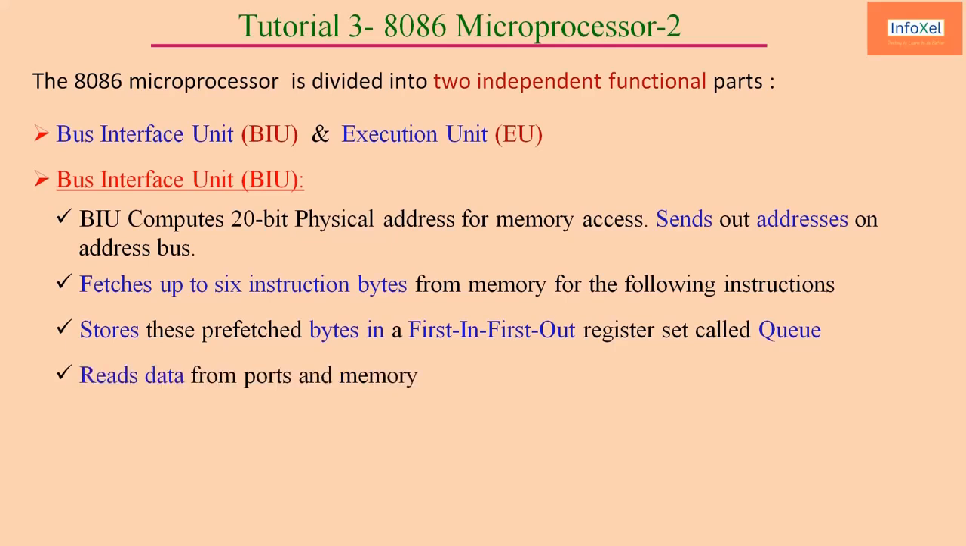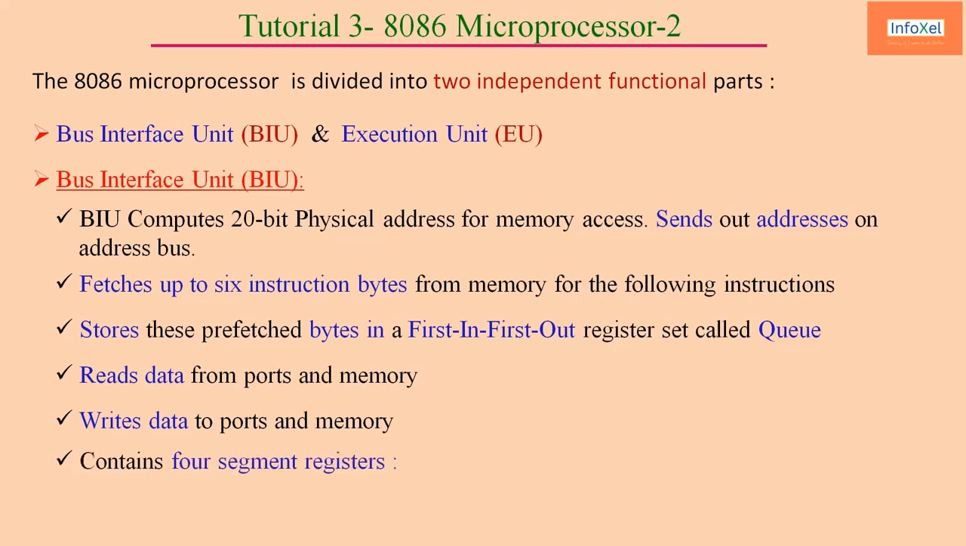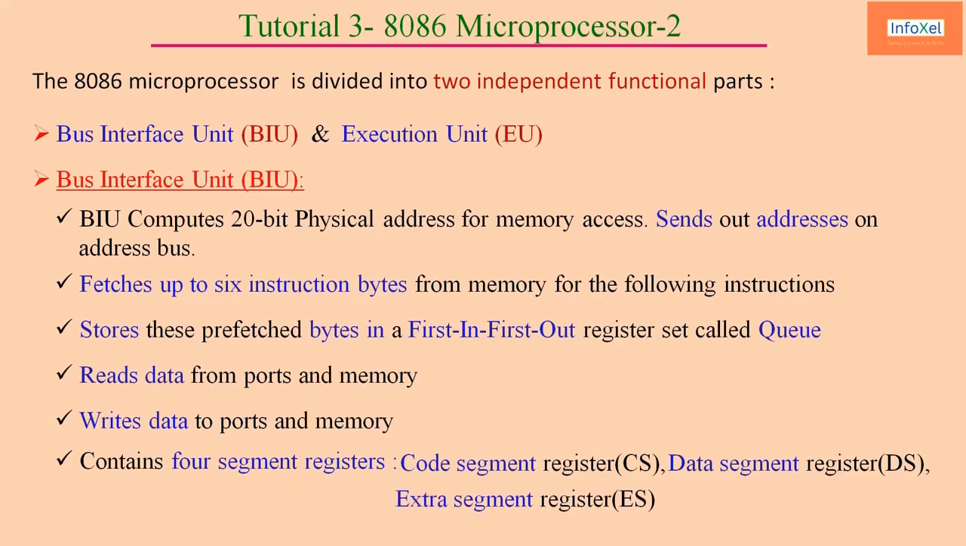Next, it reads data from the ports and memory. We will see what a port is later. It also writes data to the port as well as to the memory. Next, we saw that the 8086 contains 4 segment registers: the code segment register CS, the data segment register DS, the extra segment register ES, and then the stack segment register SS.